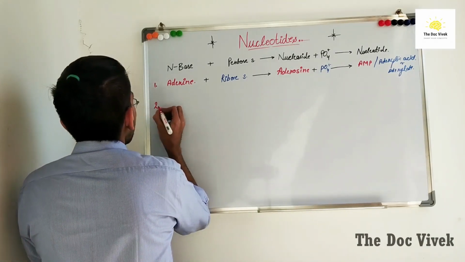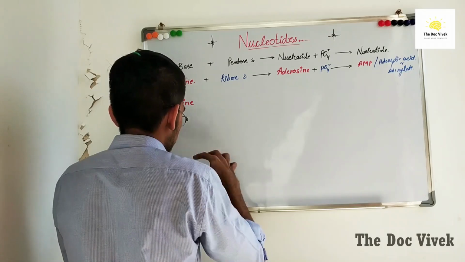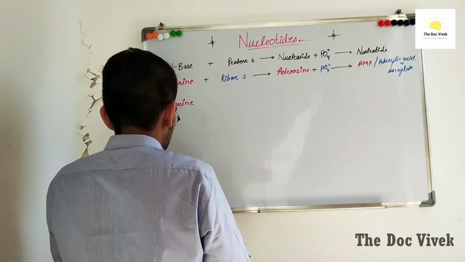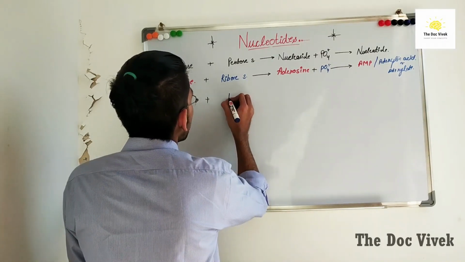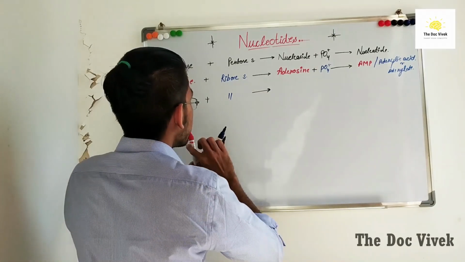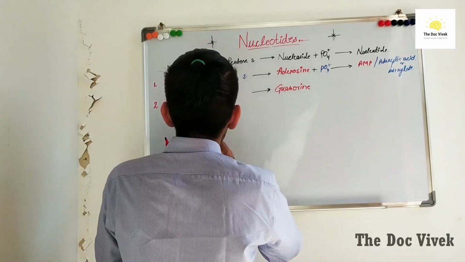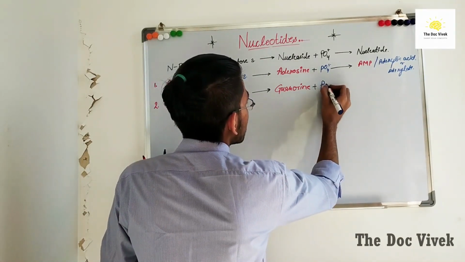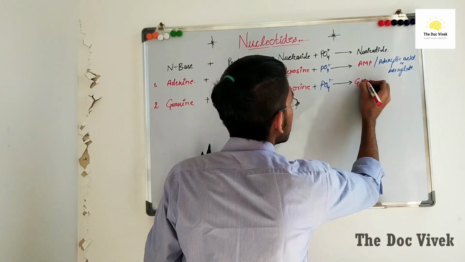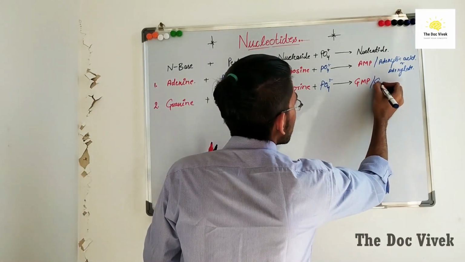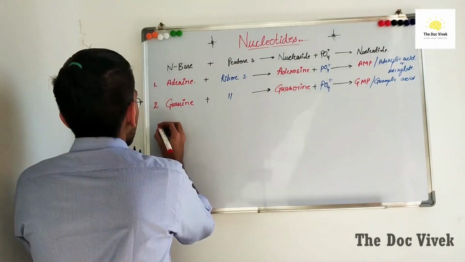So now second one is guanine. And we added ribose sugar on guanine, it results in the formation of guanosine. And if guanosine is again phosphorylated and we added a phosphate group on this, it results in the formation of GMP, which is also known as guanylic acid or guanylate.